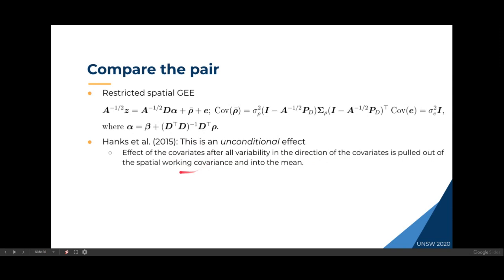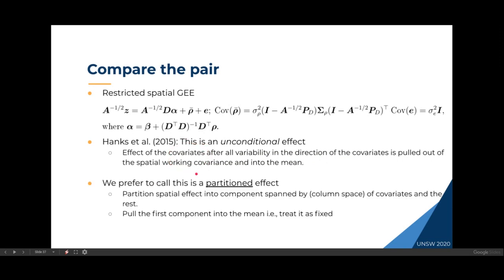To try and give a little more interpretation behind this, we actually prefer to call alpha a partition effect. The reason we call it a partition effect is because it directly reflects the fact that we're partitioning rho up.